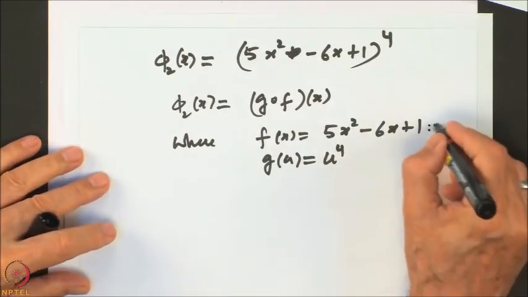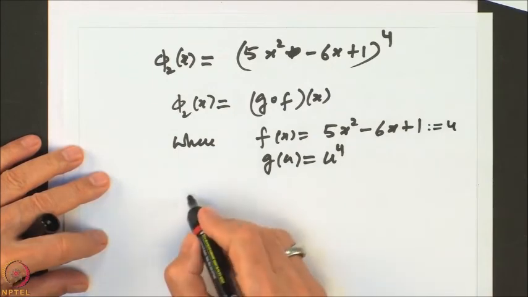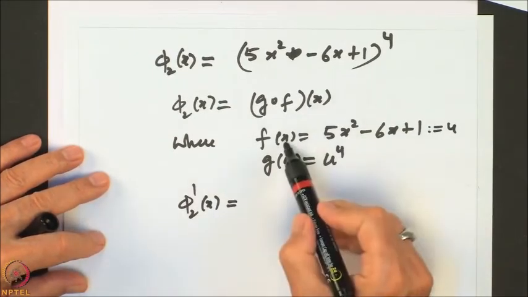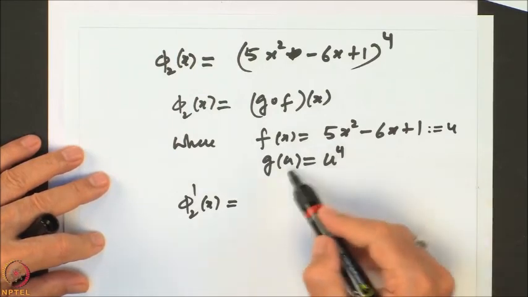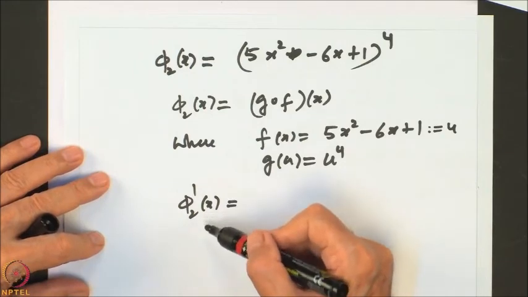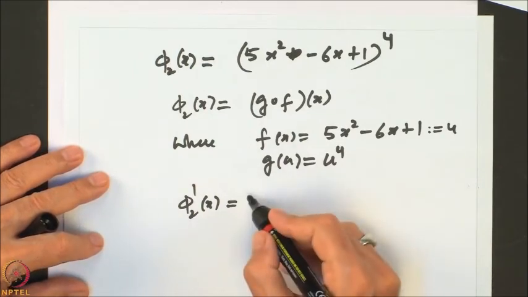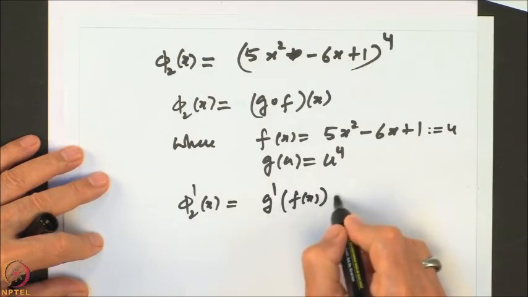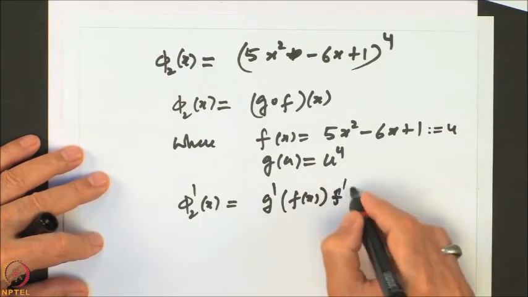So this is what is my u. So once we do that, what is the derivative of phi 2? f is differentiable as a function of x, g is differentiable as a function of u. So by chain rule, phi is differentiable as a function of x, and this is given by g dash of f of x into f dash of x.